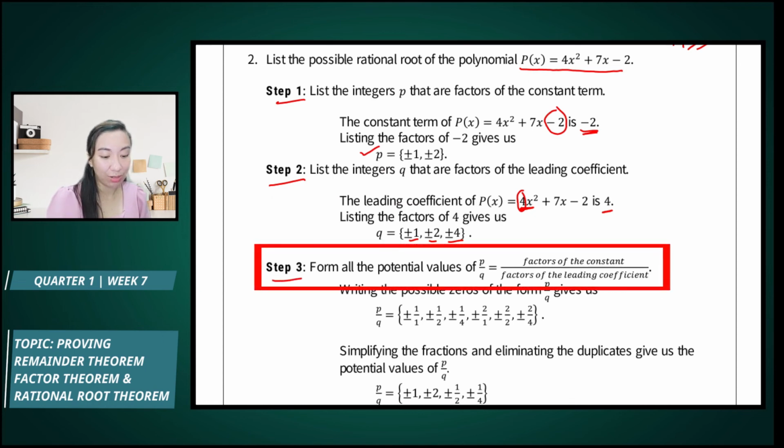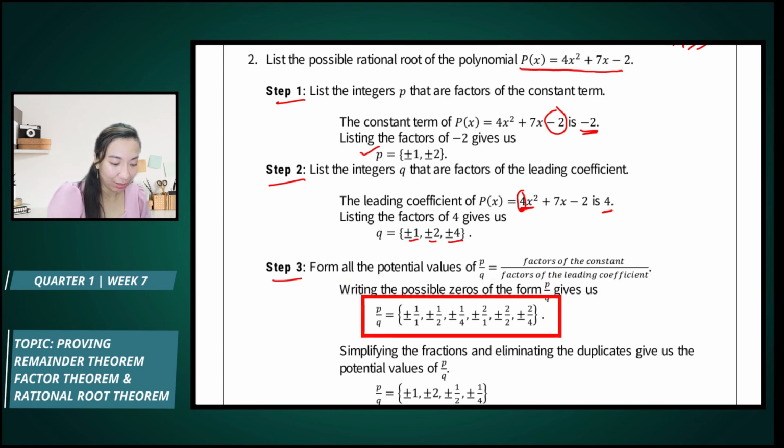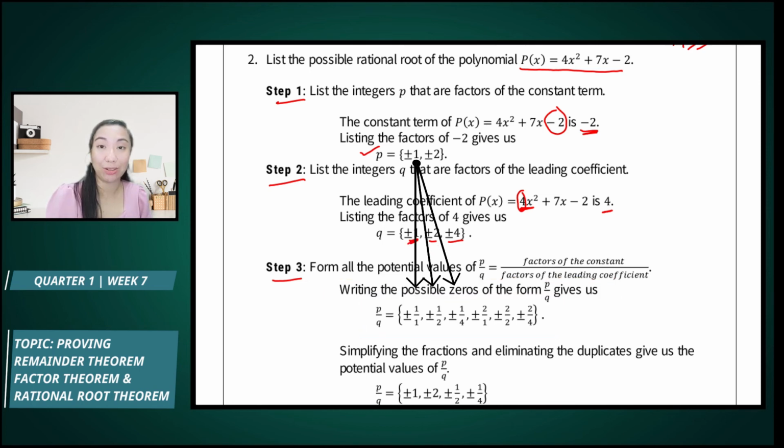Form all the potential values of P over Q in the given. Writing the possible zeros of the form P over Q gives us, so we have it here. Let's start with the numerator, which is equal to positive negative 1. So you have 1 divided by 1, and then 1 divided by 2, and then 1 divided by positive negative 4.